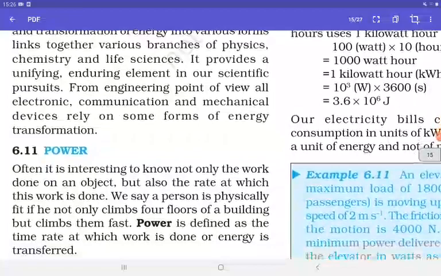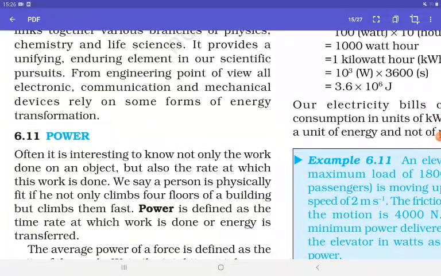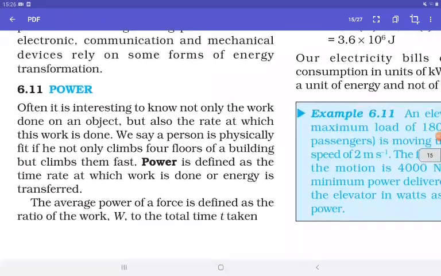Our next topic is power. Often it is interesting to know not only the work done on an object but also the rate at which this work is done. We say a person is physically fit if he not only climbs 4 floors of a building but climbs them fast. Power is defined as the time rate at which work is done or energy is transferred.